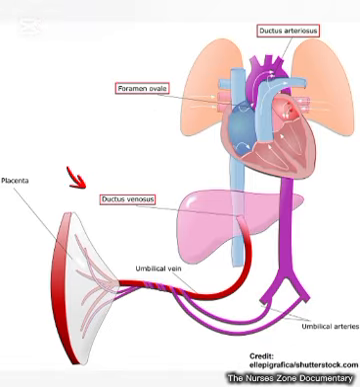Number one is the ductus venosus, which shunts blood from the liver. The second one is the foramen ovale, which is a hole between the right and left atrium. And the third one is the ductus arteriosus, which is a connection between the pulmonary artery and aorta, which redirects blood directly to vital organs like the brain.